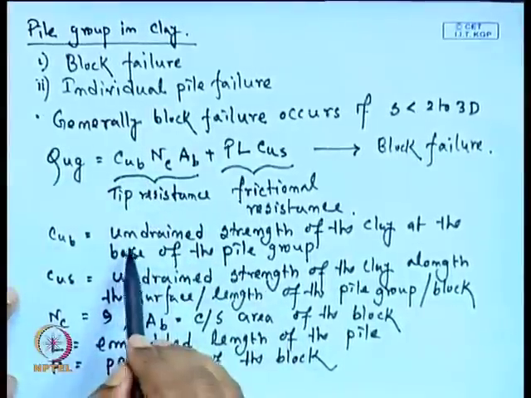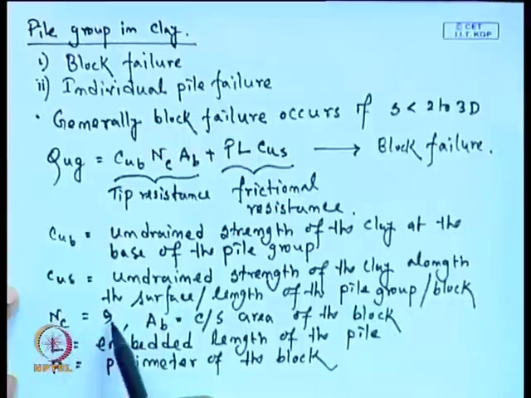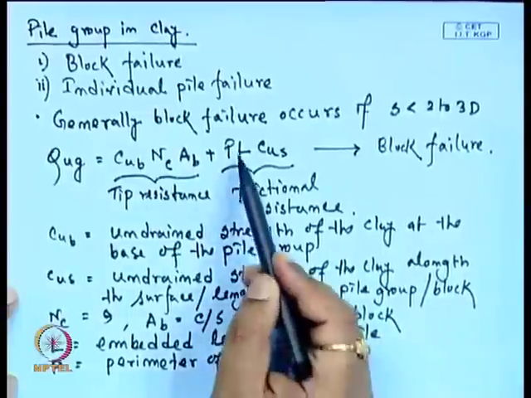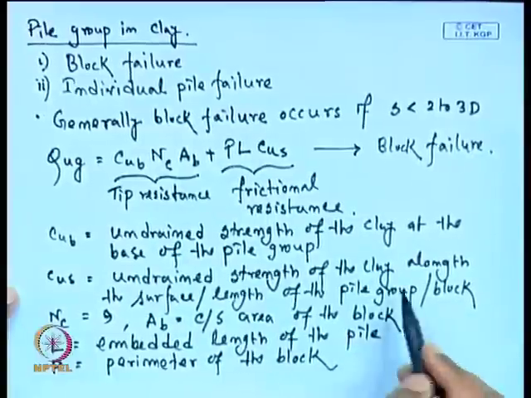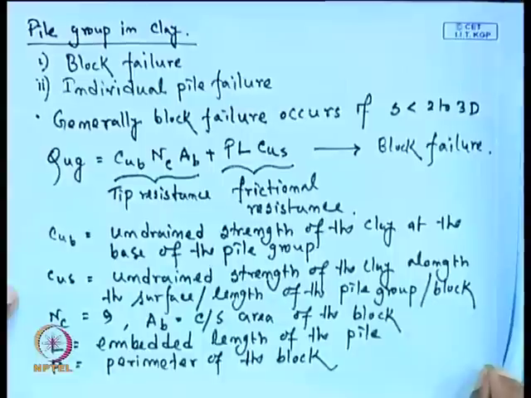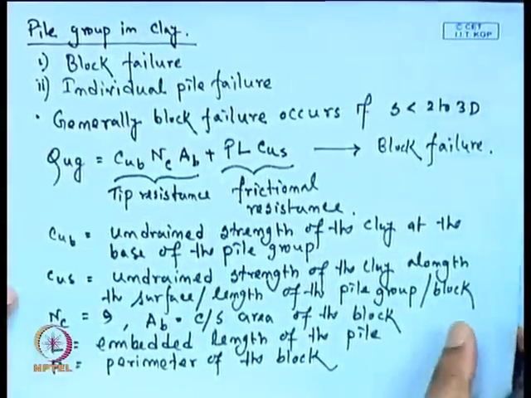So, Cub is the undrained shear strength at the base of the pile, Nc is 9, Ab is the cross section area of the block, P is the perimeter, L is the embedded length, and Cus is the undrained strength along the surface of the pile group or block. It is the same as the single pile. Now, we can similarly write the expression for the pile in sand using the same type of expression, because this is similar to the single pile. The only difference is the cross section area: in the case of a single pile we considered the cross section area of the single pile, but here we have to consider the block when we calculate the tip resistance.